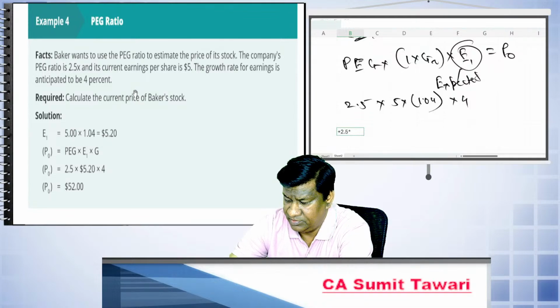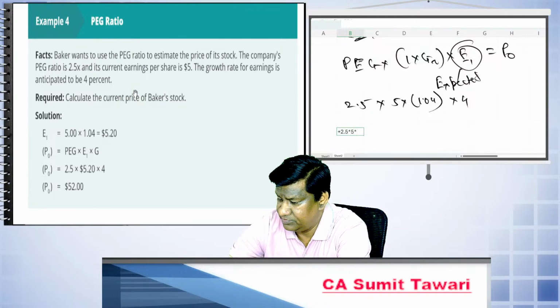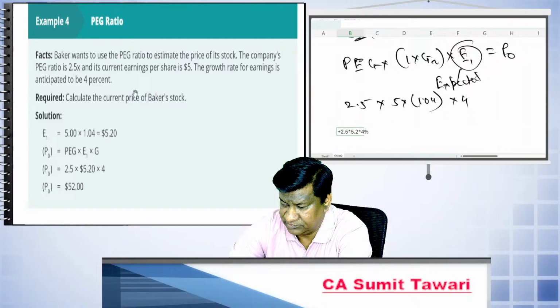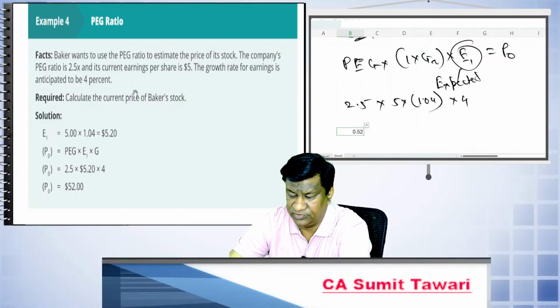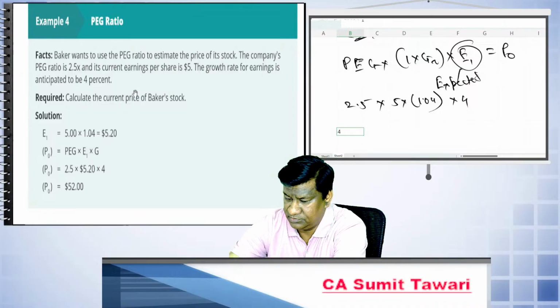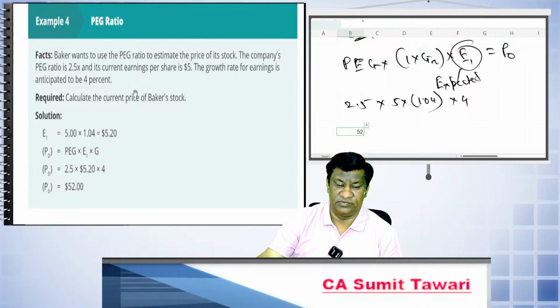Multiplied by 5, multiplied by 5.2, multiplied by 4%. So it is 52, or multiplied by 4, not 4%. 52. This way we need to calculate.